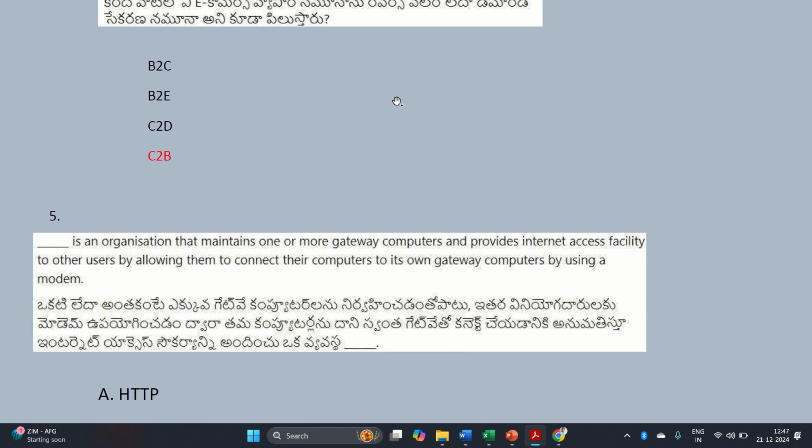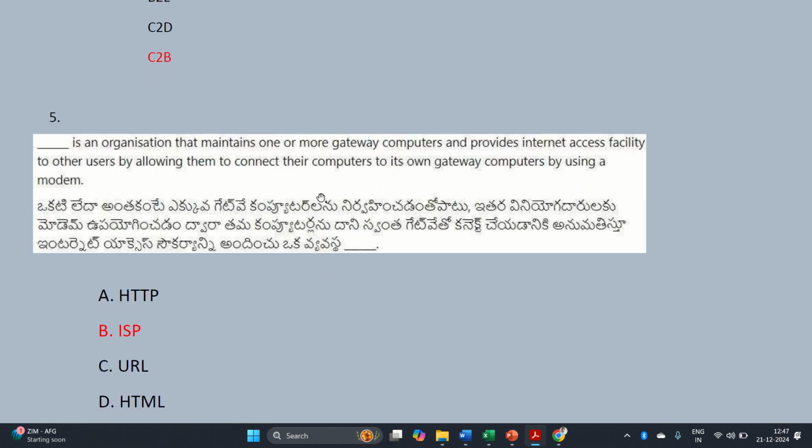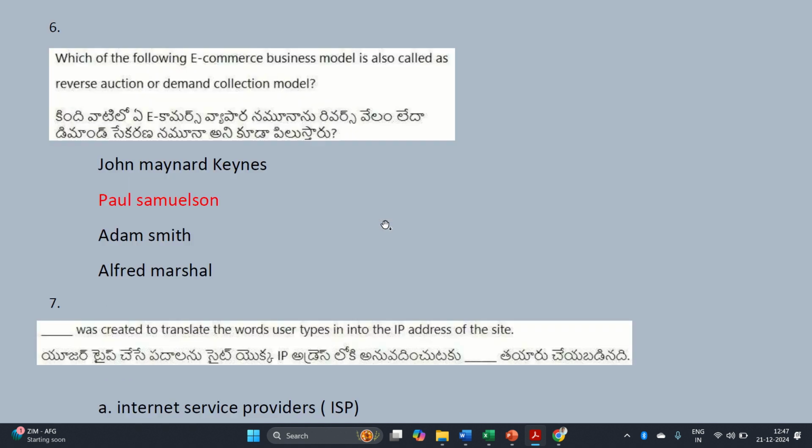File Transfer Protocol. Before that, what is an ISP? An Internet Service Provider is an organization that maintains one or more gateway computers and provides internet access facility to other users by allowing them to connect their computers to its own gateway computers by using a modem.